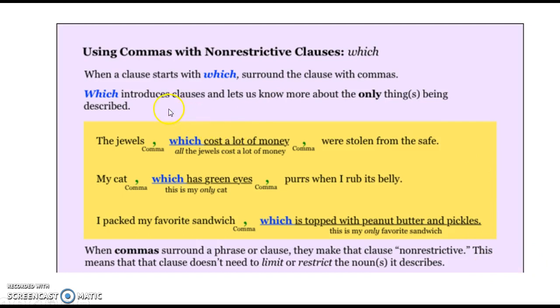So basically, let's look at this first example. A non-restrictive clause doesn't limit the noun. It's describing all of the noun. So if I said the jewels, which cost a lot of money, this part is non-restrictive because it's describing all of the jewels. All of the jewels cost a lot of money. Okay, so that's non-restrictive and we put commas around it. And again, the easy way to remember that is that it starts with which.